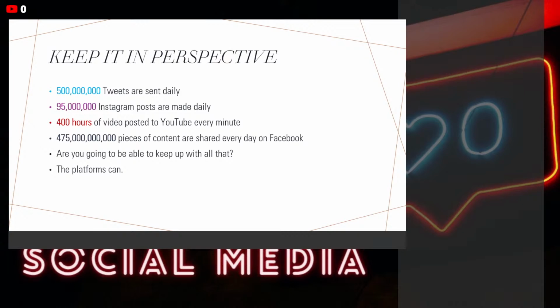Right, if we say that a feature-length film is between an hour and a half to 2 hours, that is somewhere in the neighborhood of 200 to 250 feature-length films posted to YouTube every minute. And get this number, 475 billion pieces of content are shared on Facebook every single day.